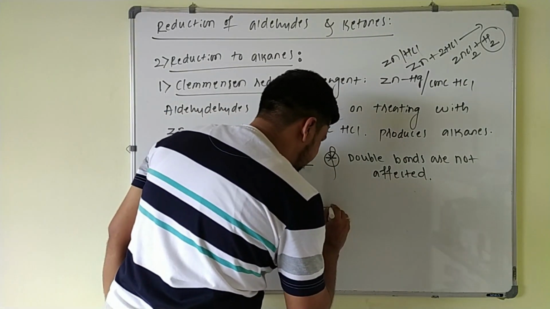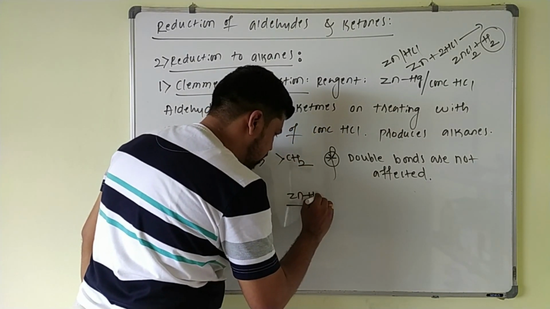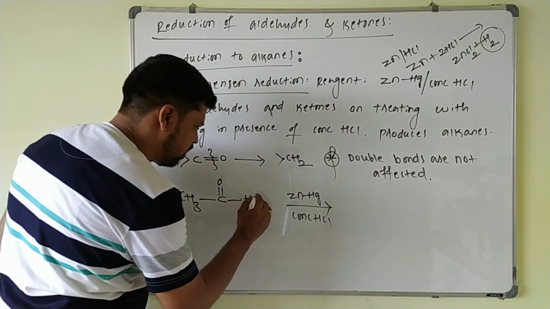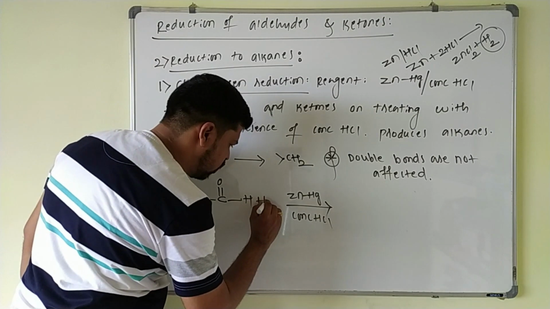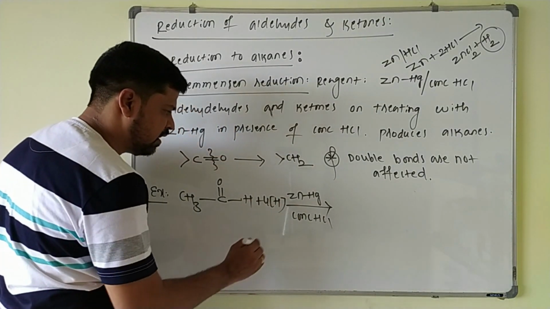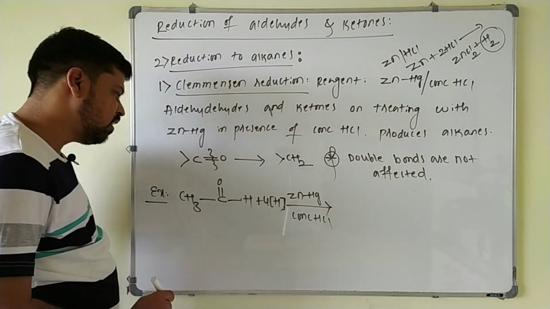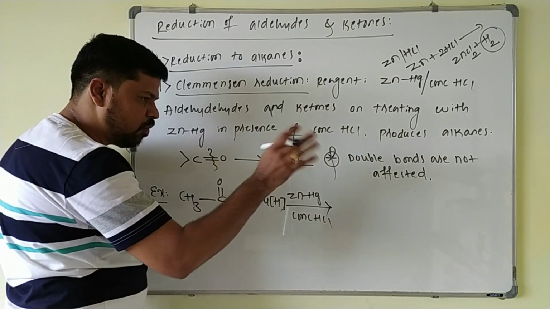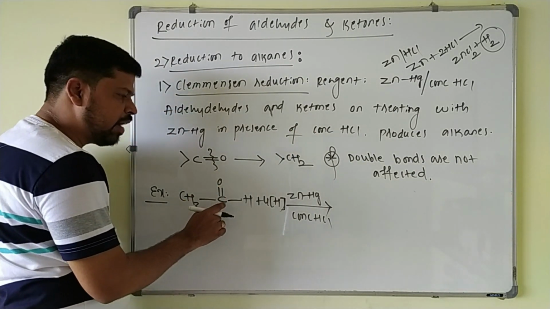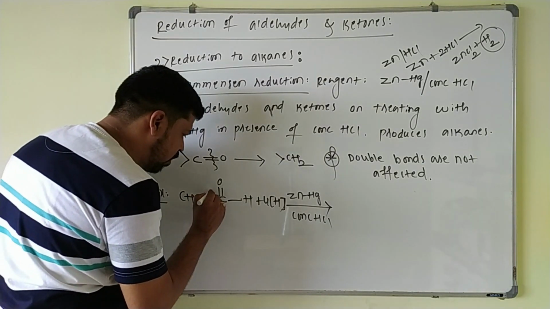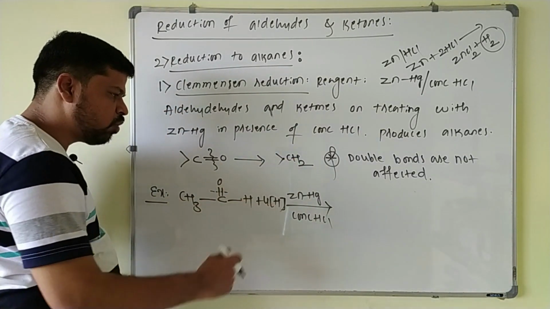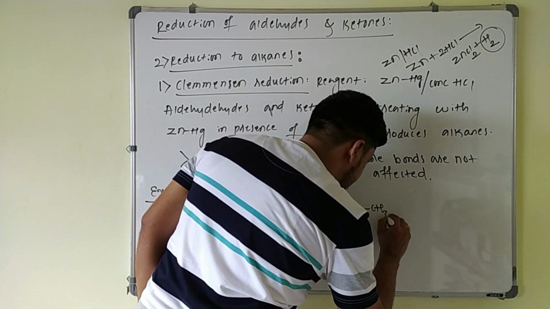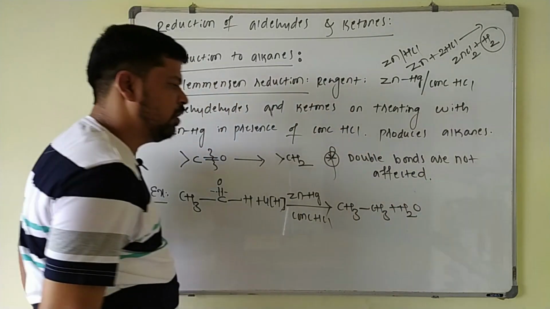this on treating with zinc amalgam in presence of concentrated HCl, this being a reducing agent, it adds what? 4 nascent hydrogens. You have to write like this. Out of 4 hydrogens, 2 hydrogens combine with this oxygen to form a water molecule, and the remaining 2 hydrogens will be attached to this carbon. So simply what you have to do is, this C double bond O is converted to a CH2 group here. You can write this becomes CH3 CH3 plus water molecule.